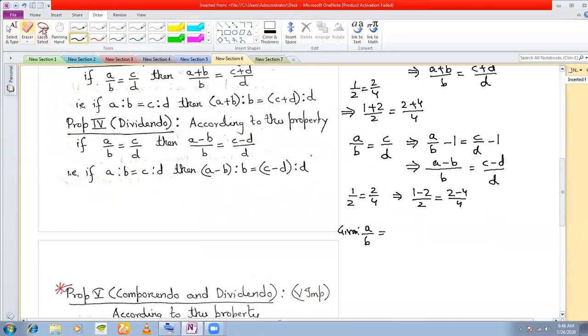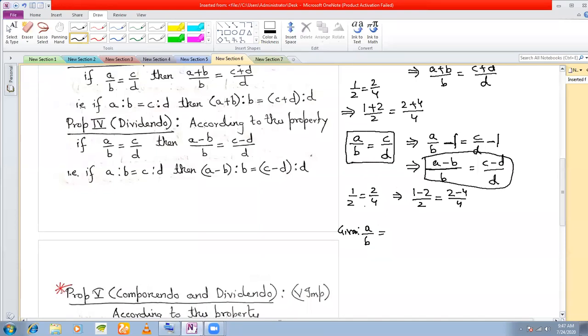Dividendo. Okay. Now in dividendo, you have a given proportion A by B is equal to C by D. In order to get the property dividendo, what we do is we subtract 1 from both sides. Now after taking the LCM, we are getting the property of dividendo. Understood? Now, getting the property will not be given. How you are using the property will be given.